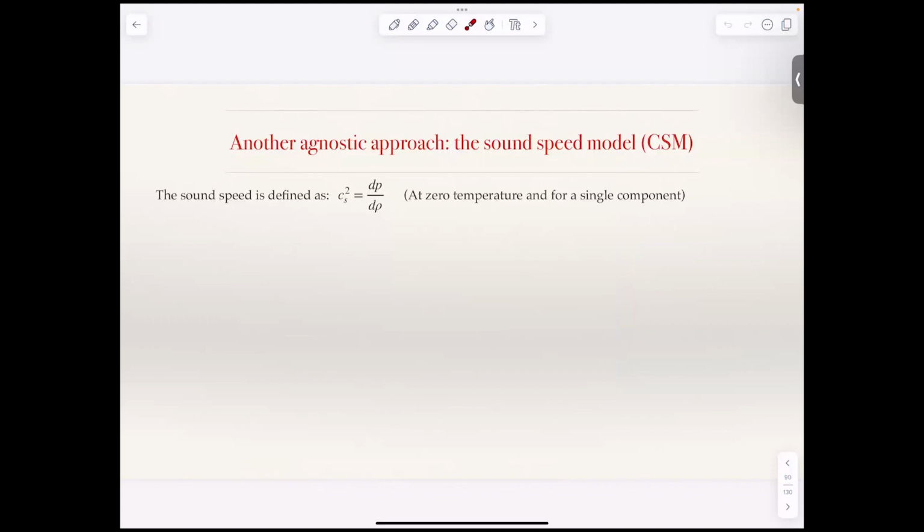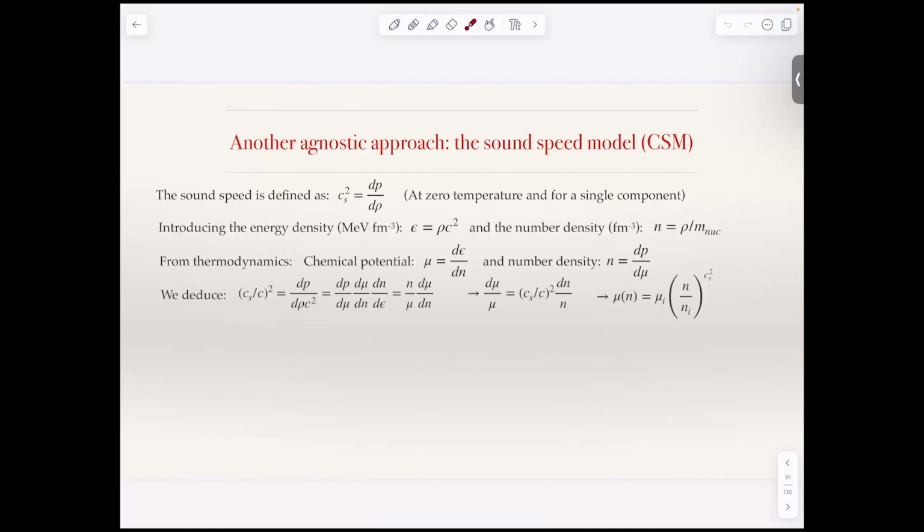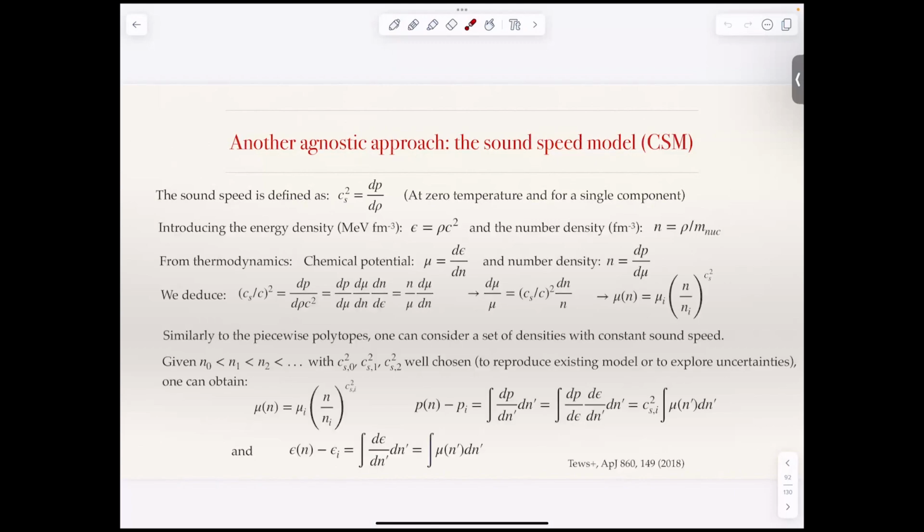Okay. So there is not a single agnostic approach. There are several ones. I discussed piecewise polytropes. I will go a bit fast on the sound speed, just not to be too much delayed in my schedule. If you are interested, you can still have a look at the slides. I provide you the slides, but I will not enter too much into the details.